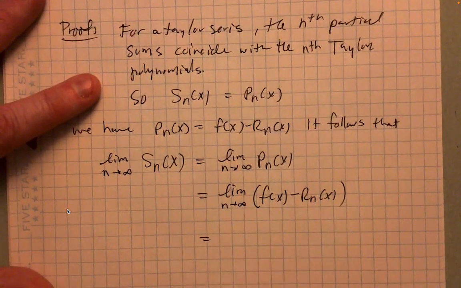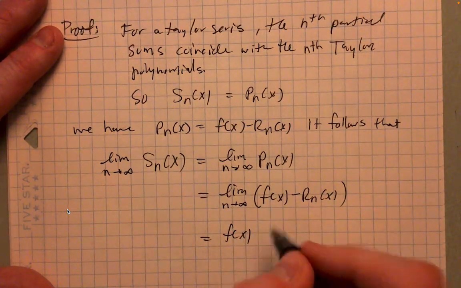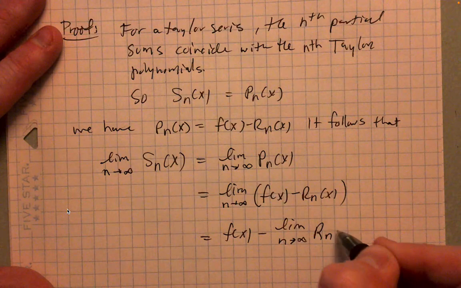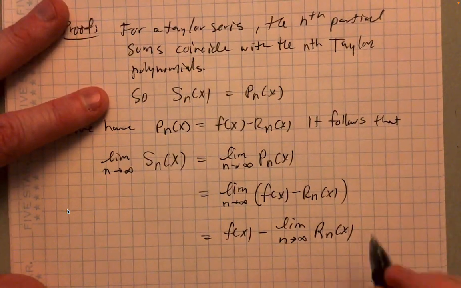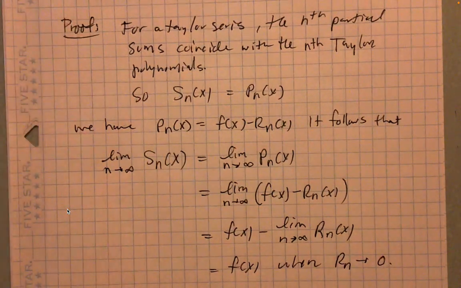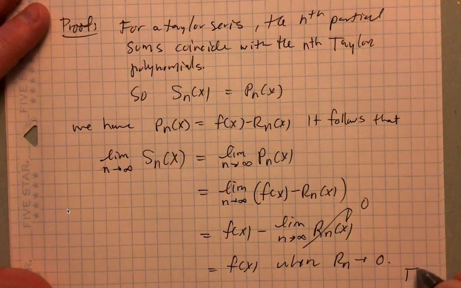Okay, and so we can break this down a little further. f is not dependent upon n, f is just a function of x. And so this is equal to f of x minus the limit as n goes to infinity of r sub n of x. Right, and when does this equal f of x? This equals f of x when r sub n goes to 0. So if this limit is 0, then the sequence of nth partial sums for the Taylor series will converge to the value of f evaluated at x. Very nice, very neat.